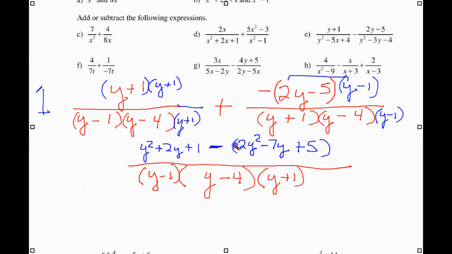So I'm going to change my signs first. This becomes negative, this will become positive, and this will become negative. And now I can take away my parentheses here. This is just a little tedious here. Okay, now I can combine like terms.